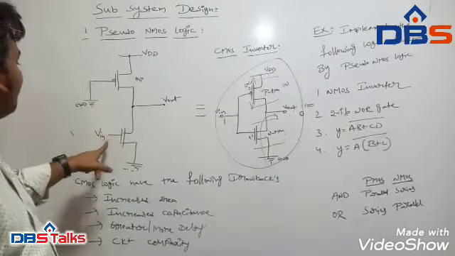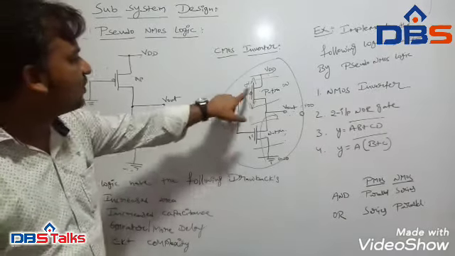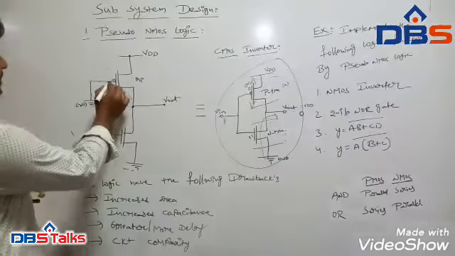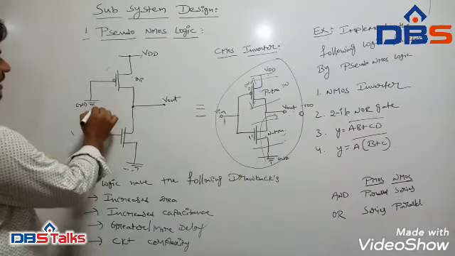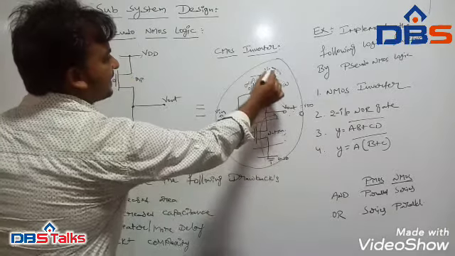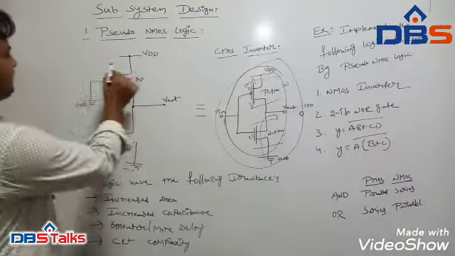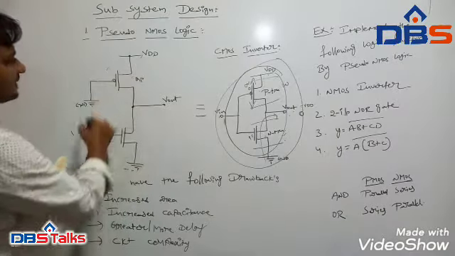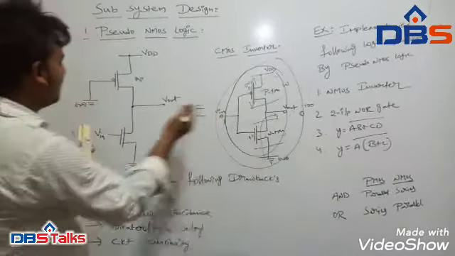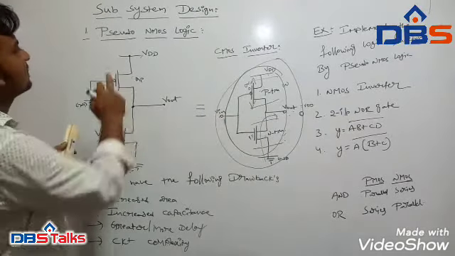Here we give the input only to the NMOS transistor, but in the CMOS inverter we give the input to both transistors. Here one end of the P-type transistor will be grounded. Whatever operation happens within the CMOS inverter, the same thing happens using this setup also. But the main difference is that it may consume high power, whereas CMOS may consume low power. That is the main difference with pseudo NMOS.